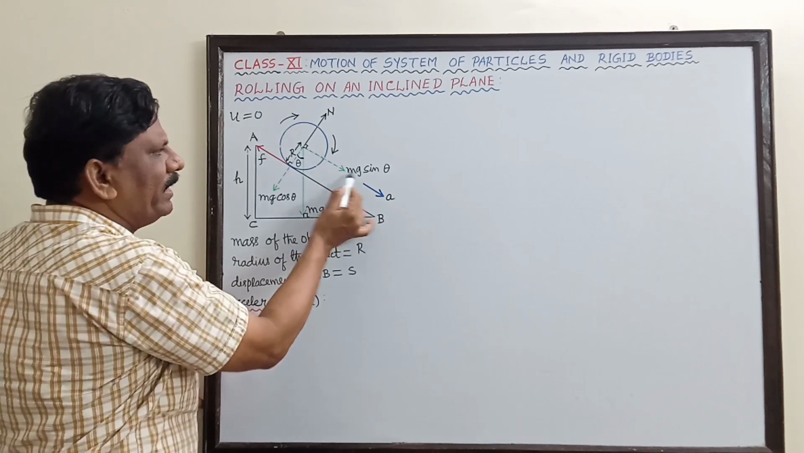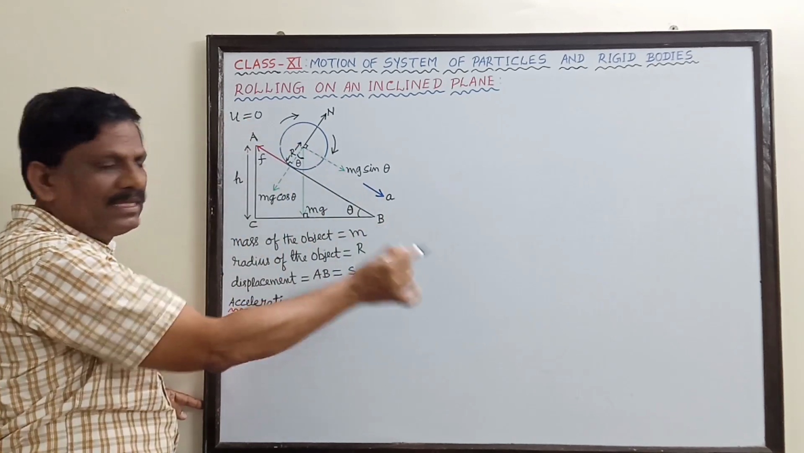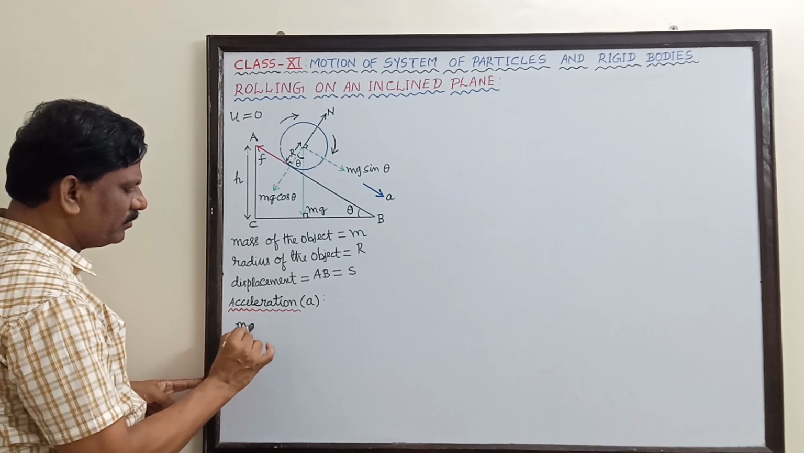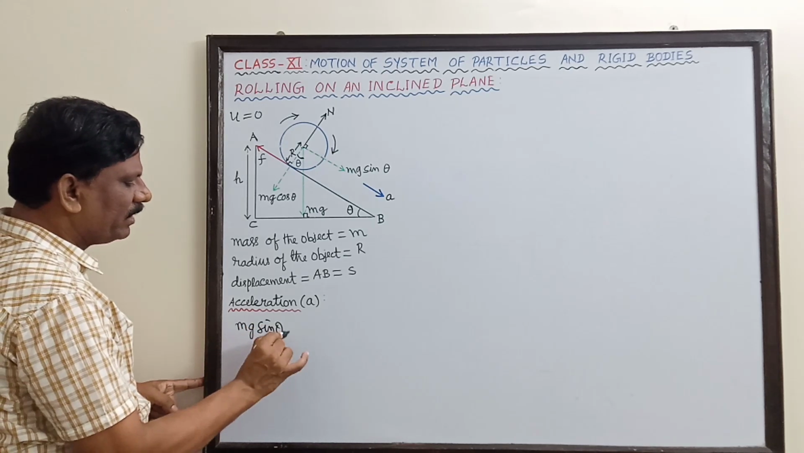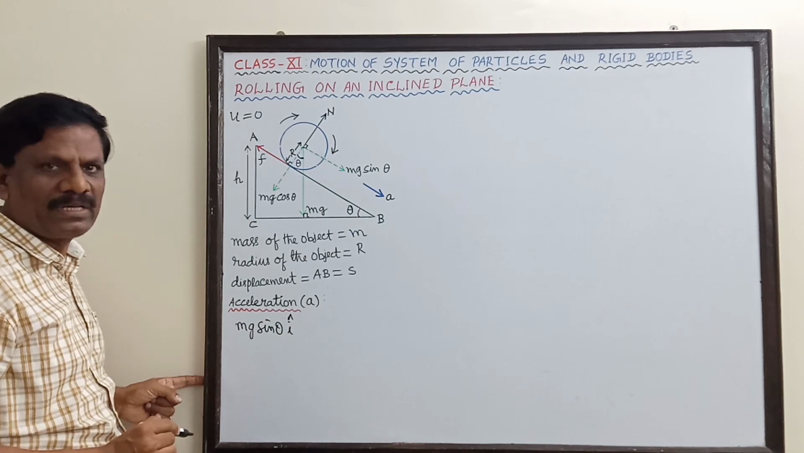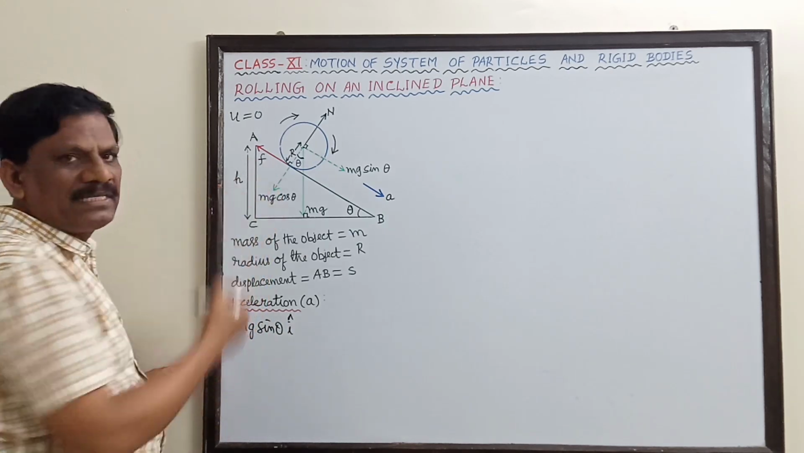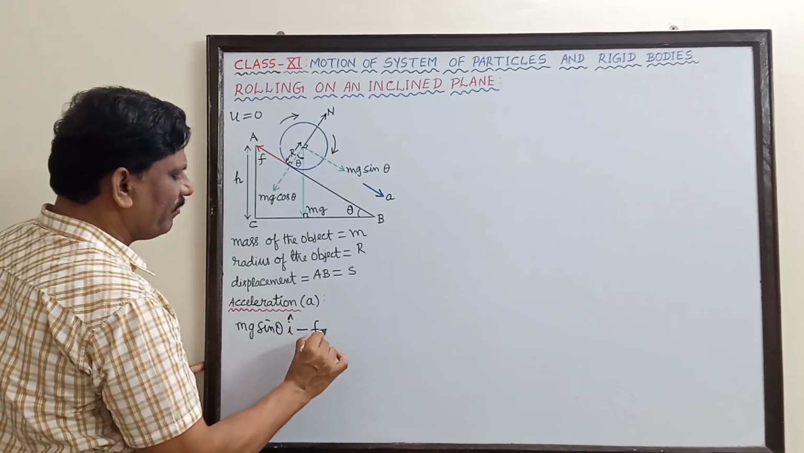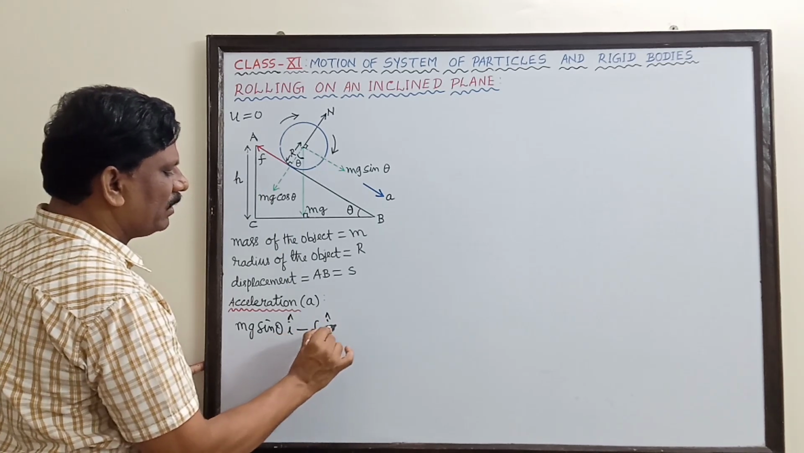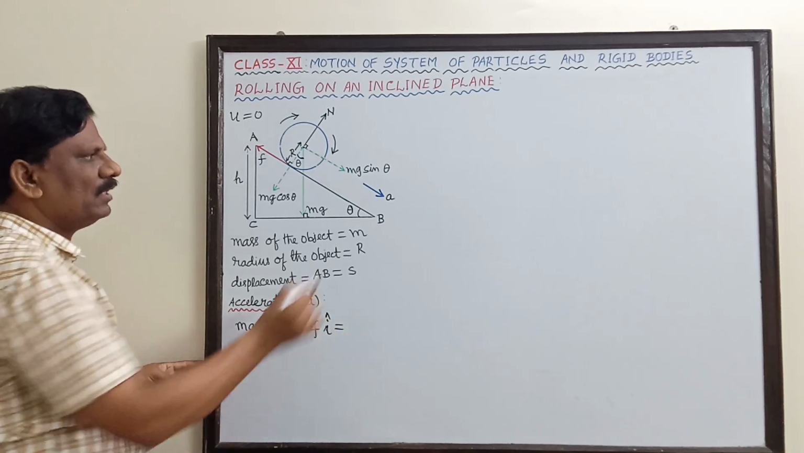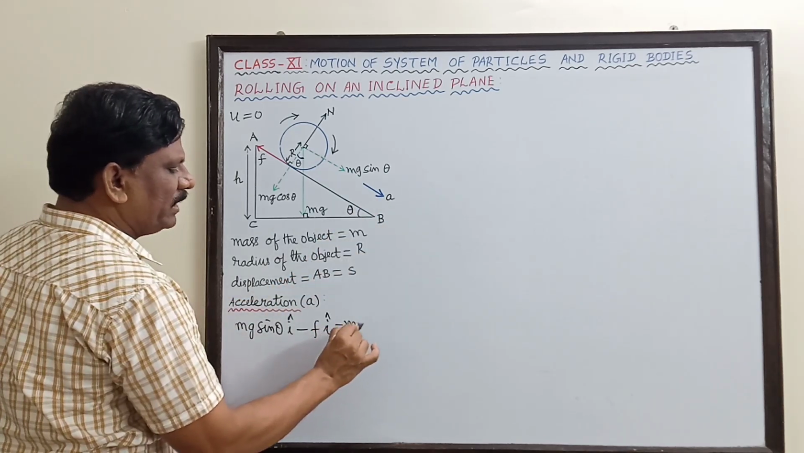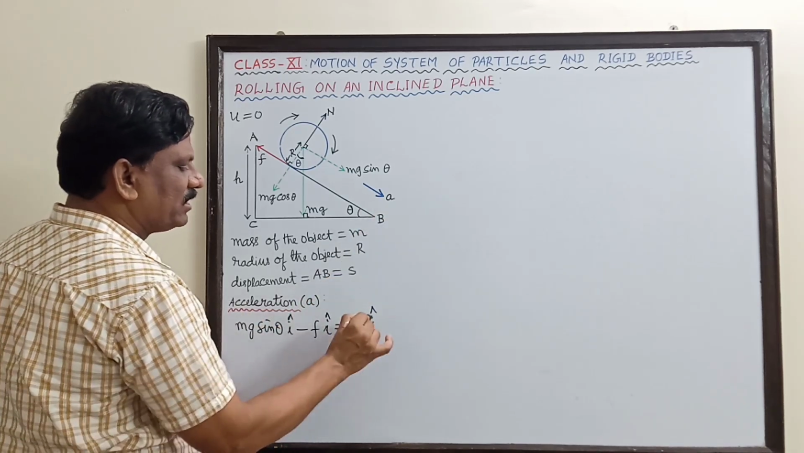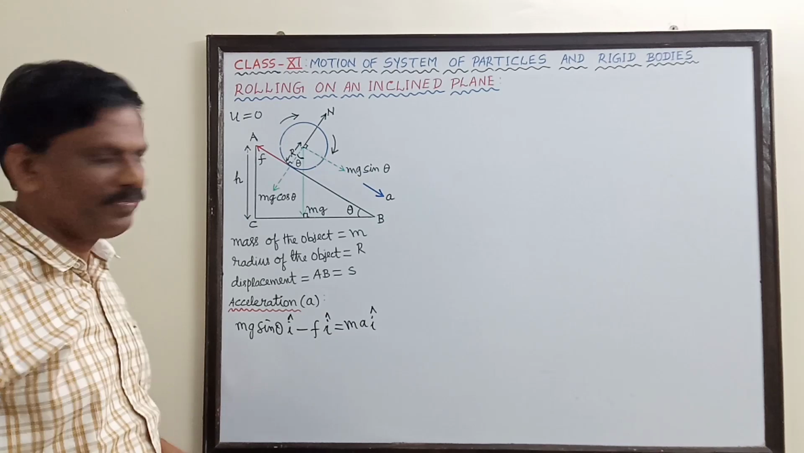Now the component mg sin theta is acting along the direction of motion, say the x-axis. So I can write mg sin theta i cap. And the frictional force is acting in the opposite direction, so this is minus F i cap. This must be equal to the mass of the object m into acceleration. Acceleration also is acting along the positive x direction, so this is a i cap.